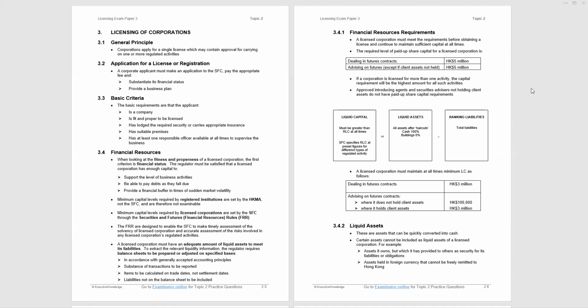A licensed corporation must have an adequate amount of liquid assets to meet its liabilities. To extract the relevant liquidity information, the regulator, SFC, requires balance sheets to be prepared or adjusted on specified bases. Here we go. In accordance with generally accepted accounting principles, substance of transaction to be reported as opposed to legal form. Items on the balance sheet to be calculated on trade dates, not settlement dates. Liabilities not in the balance sheet to be included, no off-balance sheet financing.